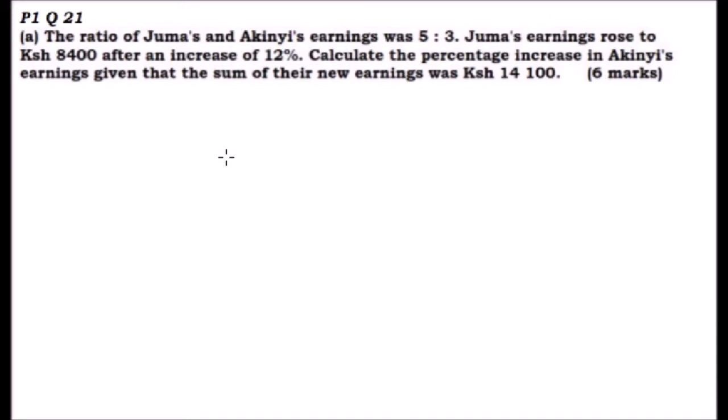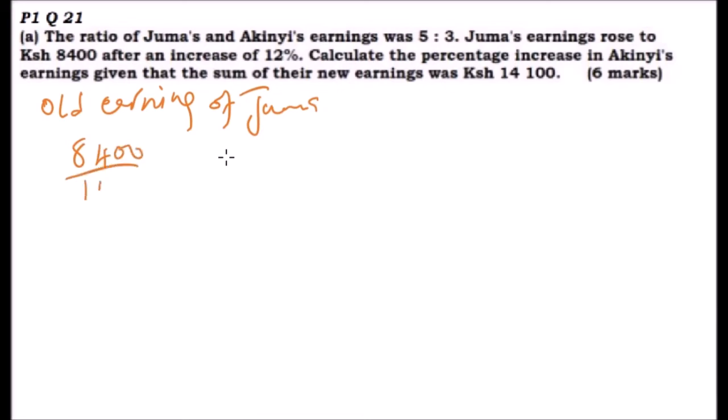So if the new salary of Juma is 8,400 after an increase of 12%, we can get the old earning of Juma. So we can say the new salary is 8,400. This is 112 because of the 12% increase. You multiply by 100 to get the old salary, and using your calculator, you get it is 7,500.